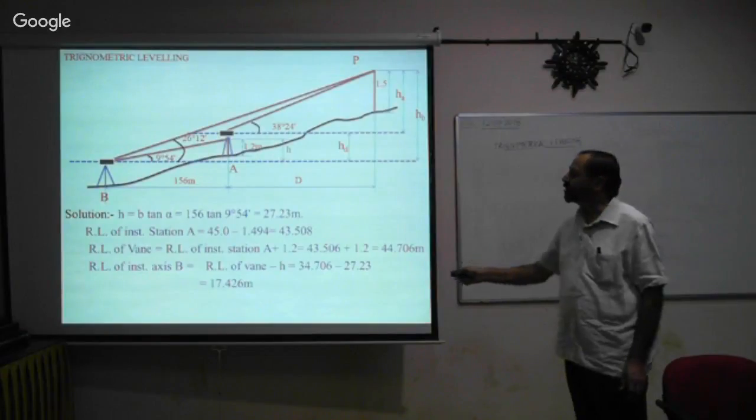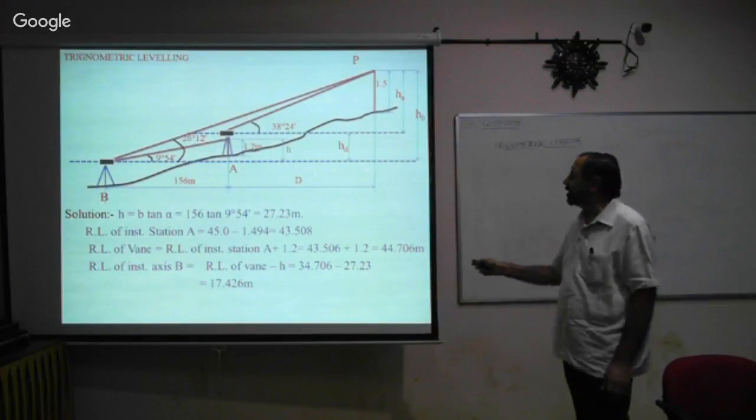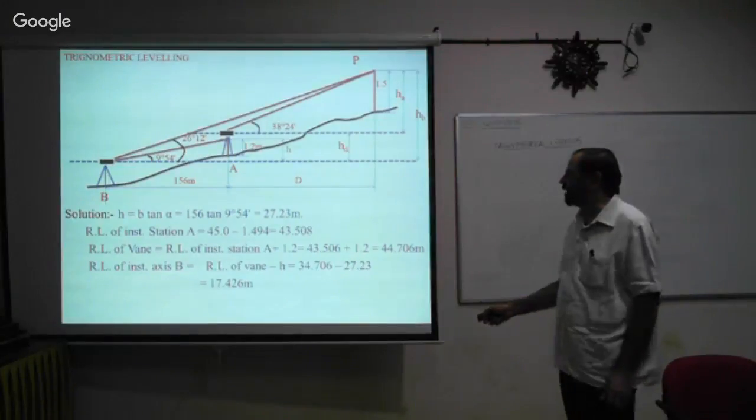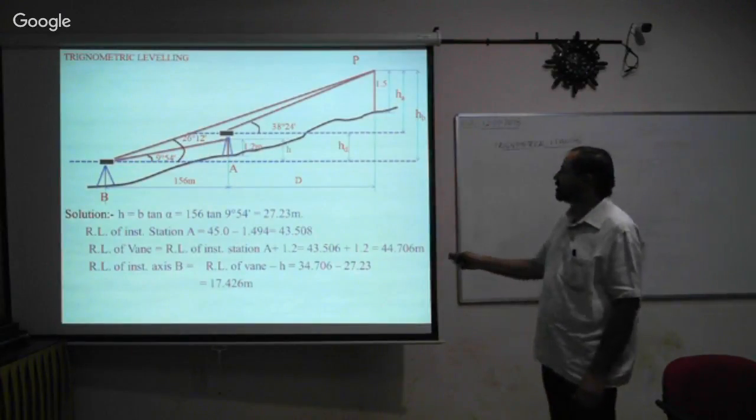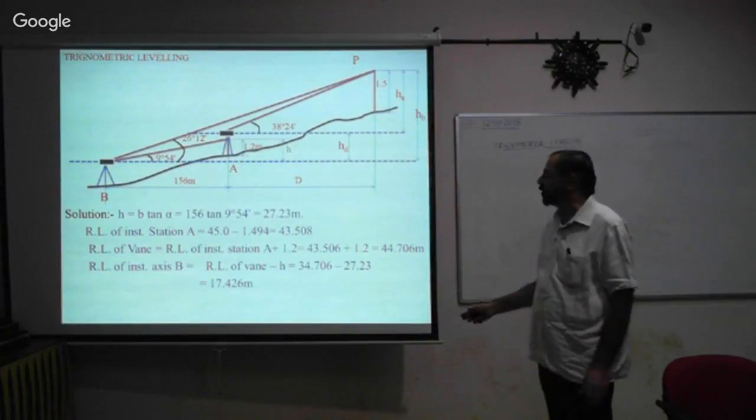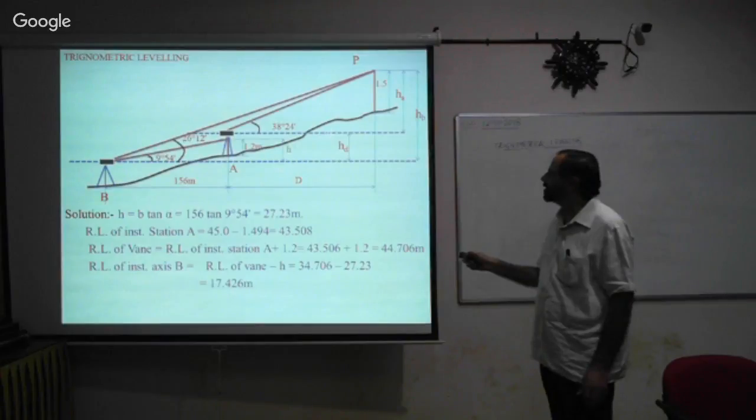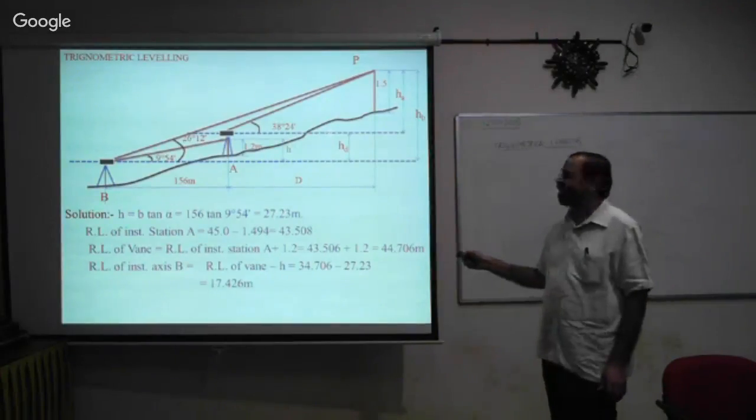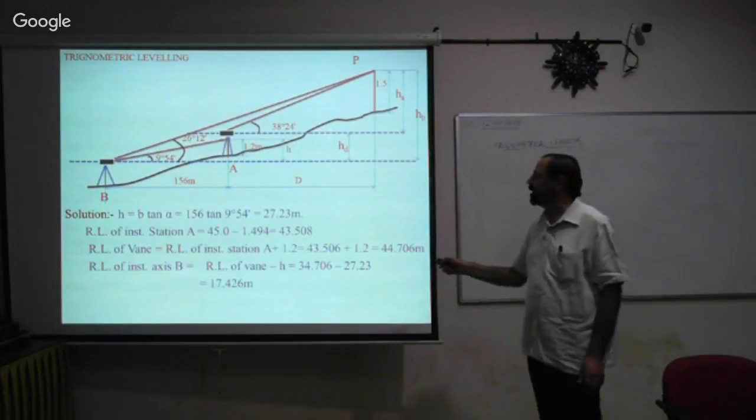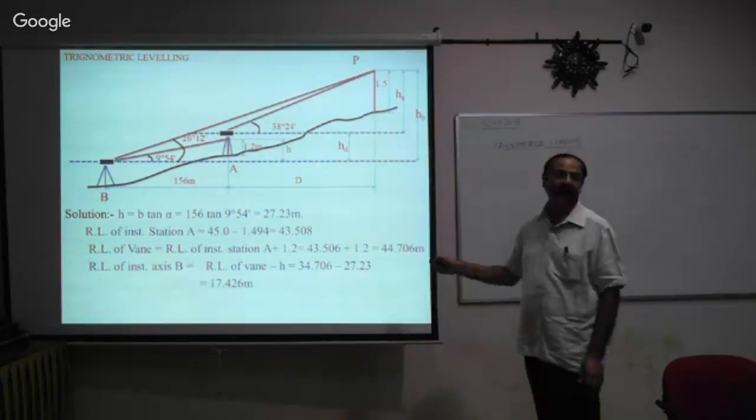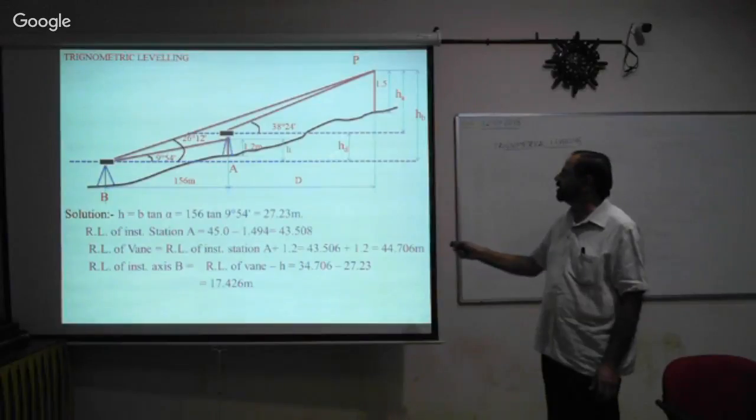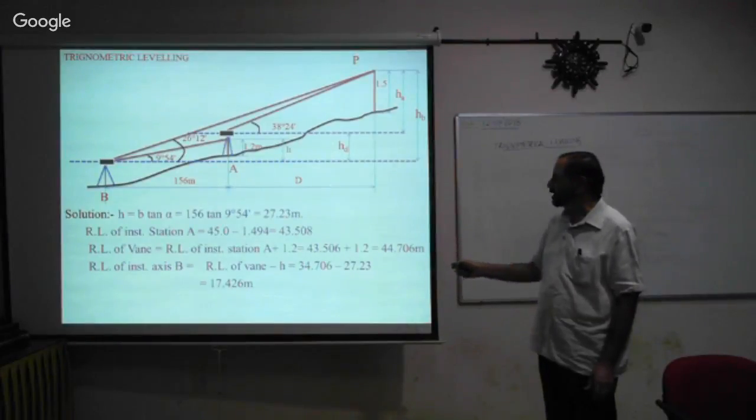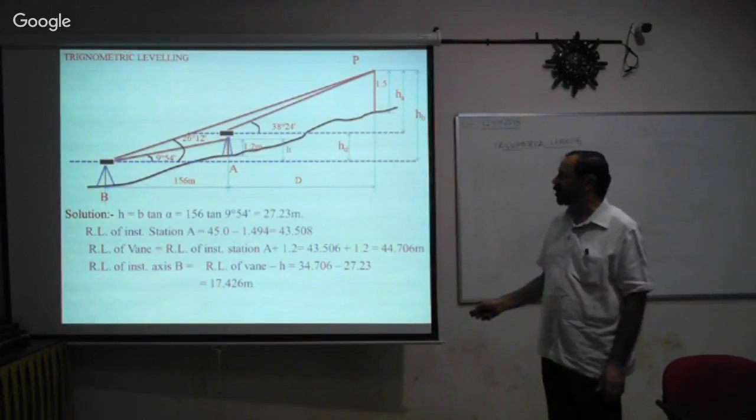Then we will get the RL of the instrument axis at B. This is the RL of the instrument axis at B, which we have already calculated. It is 27.23 meters. Therefore, the elevation between the first instrument station and the second instrument station is HD. Note that HD, the difference between the two instrument axes, is 17.426 meters.